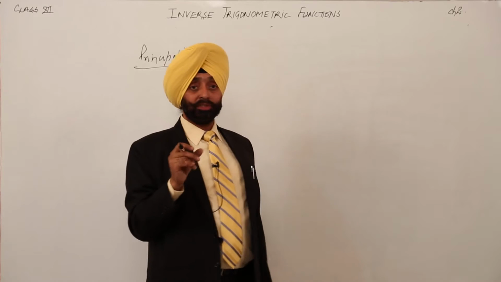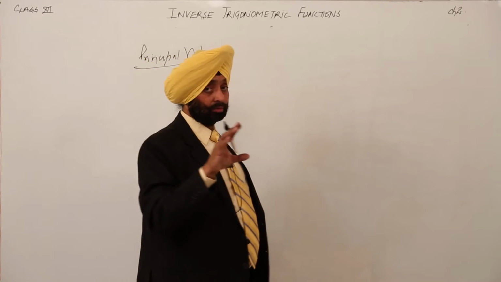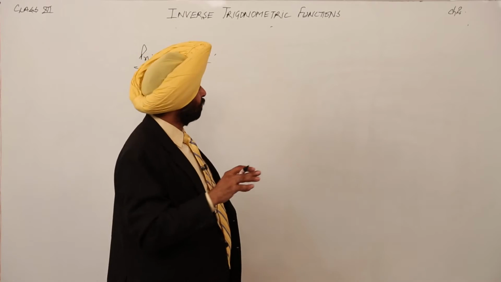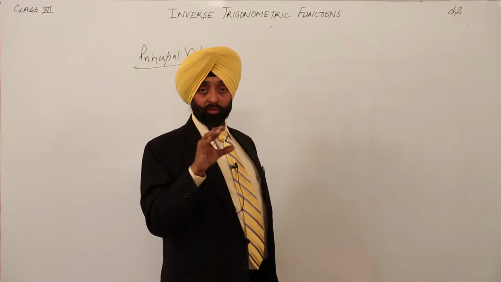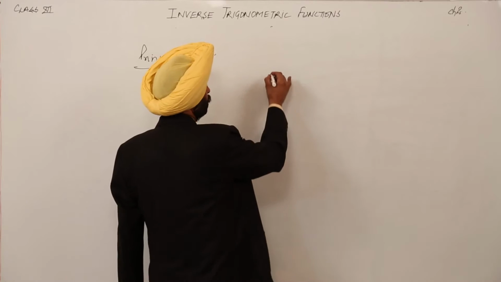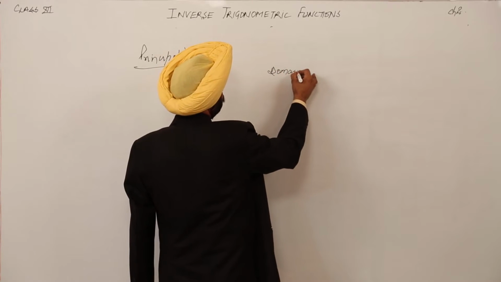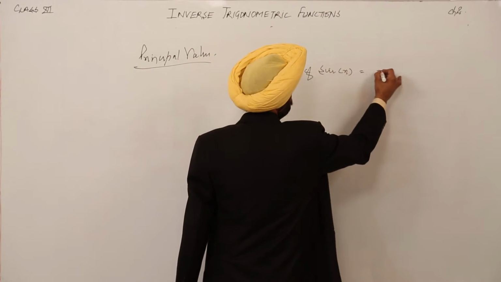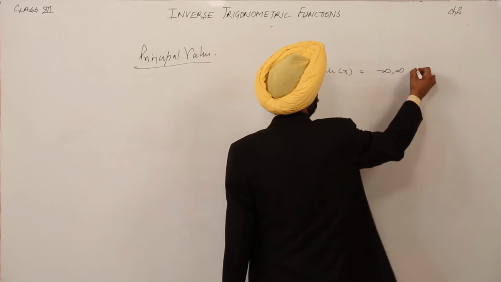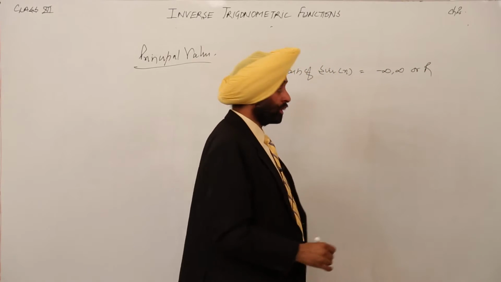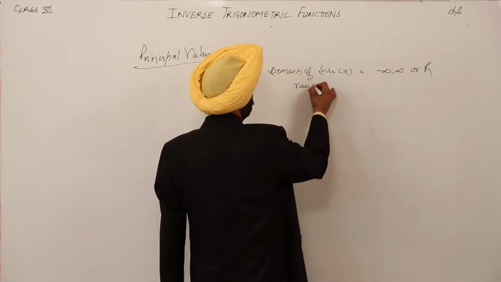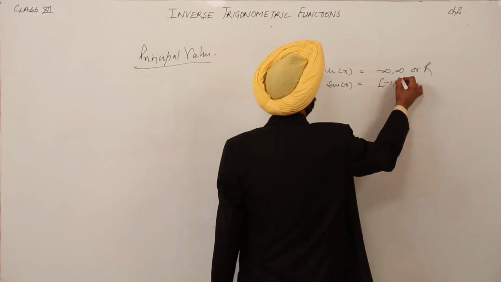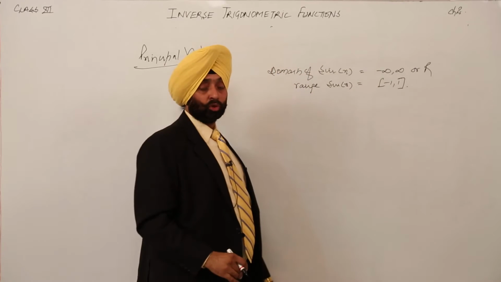So for the principal value, first of all, the domain of a sine function is the set of all real numbers, and the range of a sine function is the closed interval from -1 to 1. Domain of sine is equal to minus infinity to infinity, or the set of all real numbers. Range of the sine function is equal to -1 to 1. This was domain and range.